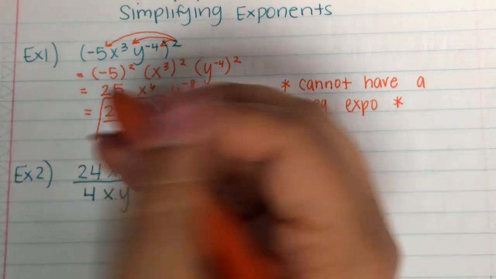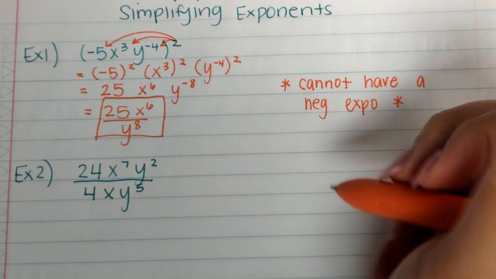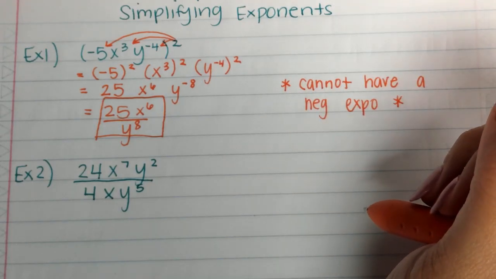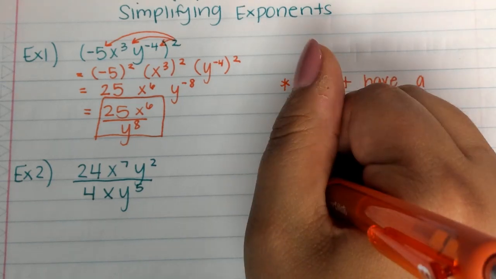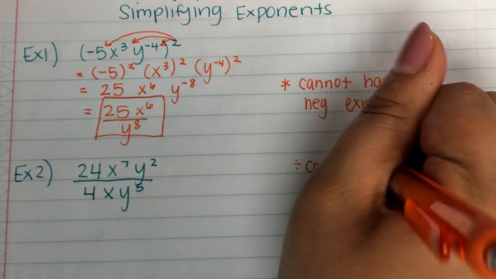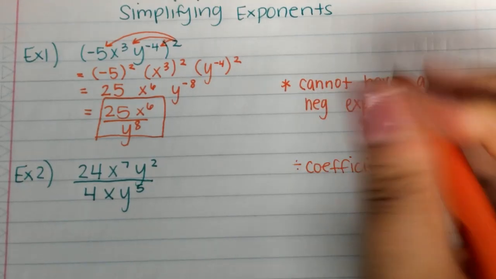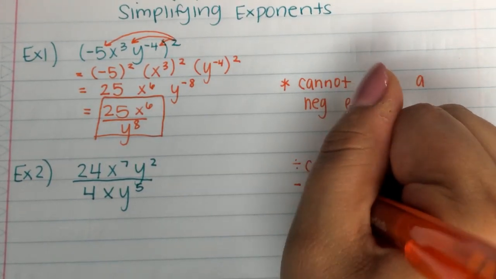All right. What did you do here? What do we do first? Divide the coefficients. And then what did you do? Subtract the exponents.